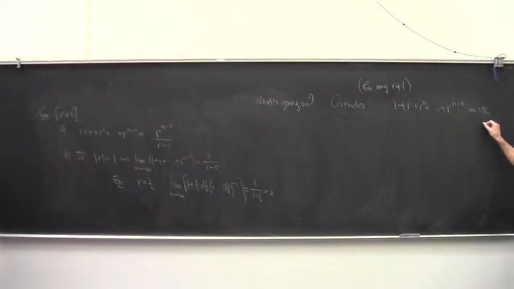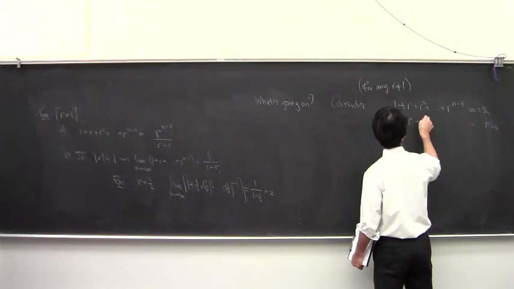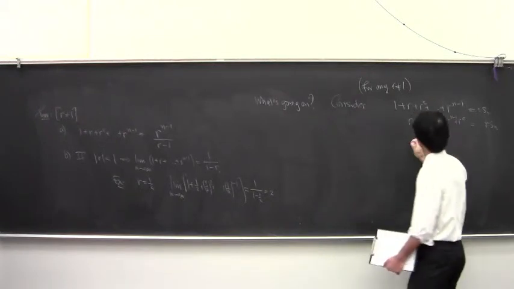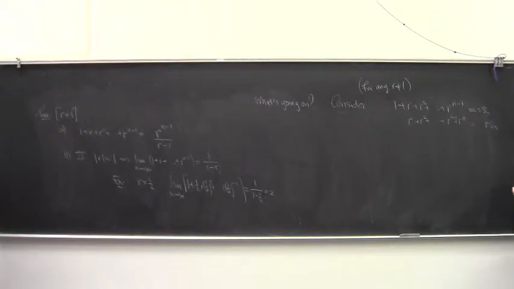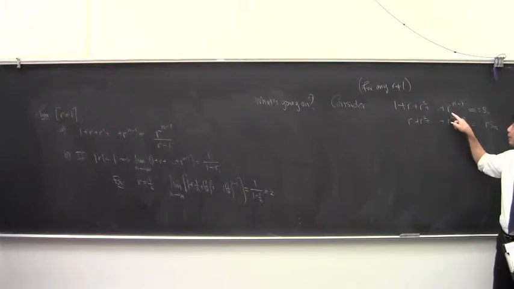What happens if I multiply that thing by r? What do I get? Everything will be raised by a power. I'm going to get r plus r squared plus up to r to the n minus 1 plus r to the n. If I multiply everything by r, the 1 becomes an r, the r becomes an r squared, the r squared becomes an r cubed, the r to the n minus 1 becomes the r to the n.